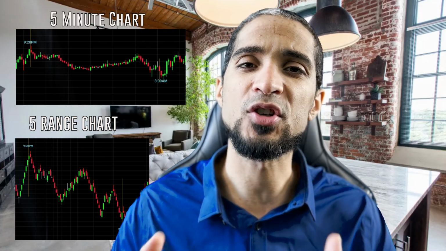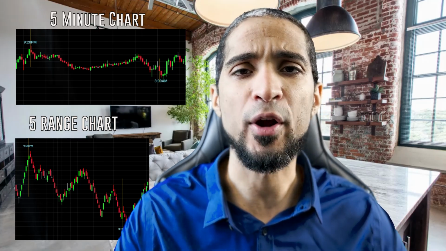Now, range charts. These candles form based on price movement. For example, a 5 range chart means each candle represents a $5 price move. These are best for traders who want to focus purely on price action and want to avoid choppy sideways markets. Range charts are incredible for filtering out random market noise and sideways movement. Since a candle only forms when the price moves a certain distance, you get a clear picture of real momentum.